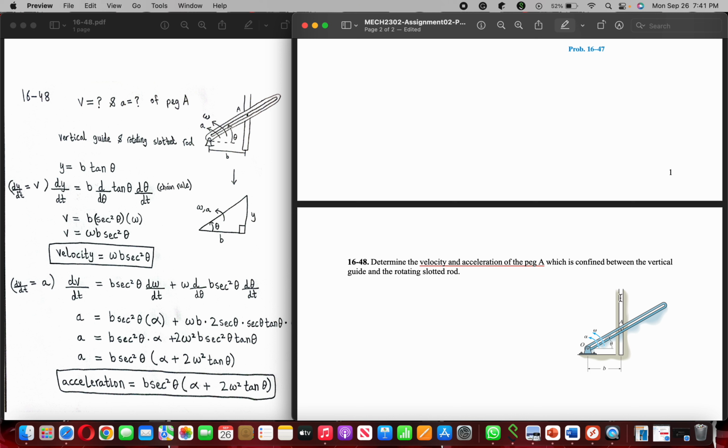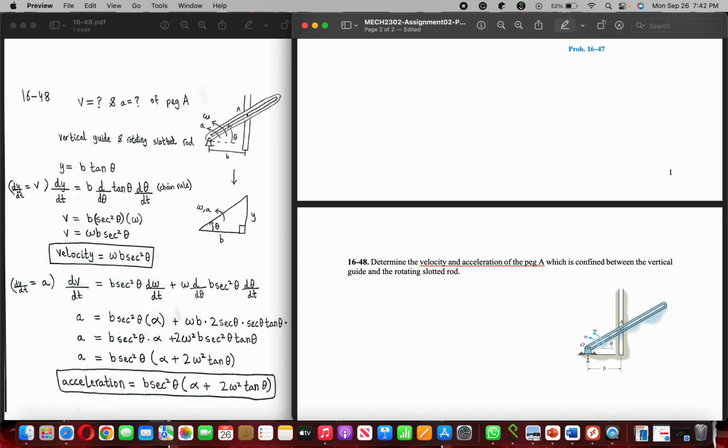But it is limited to the vertical guide. It cannot displace anywhere else. So from the diagram we can see that the movement of the peg is vertical only. It cannot move in any other direction. It's upwards or downwards, which means vertical movement.